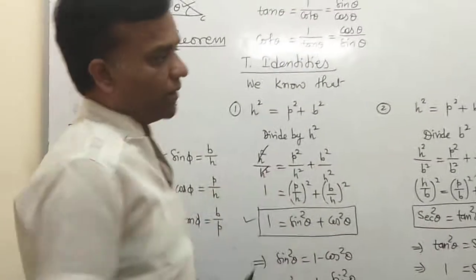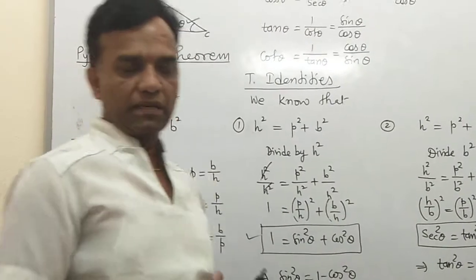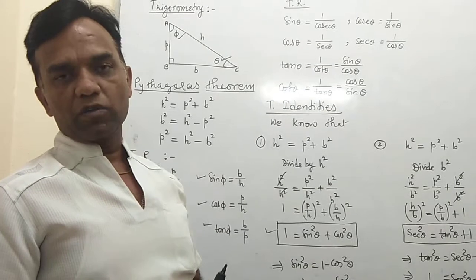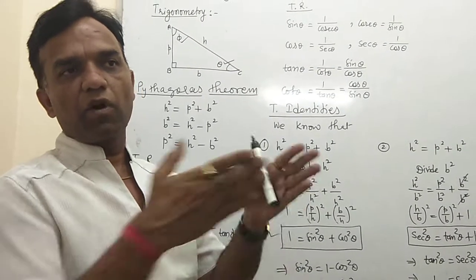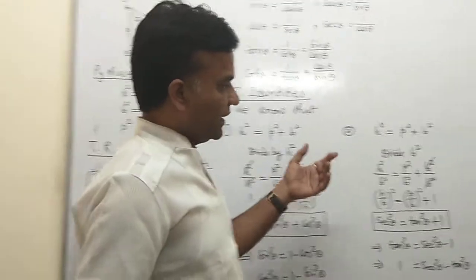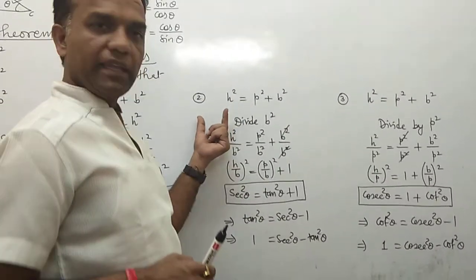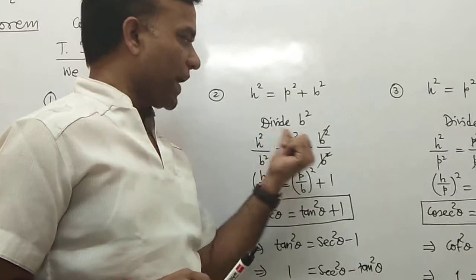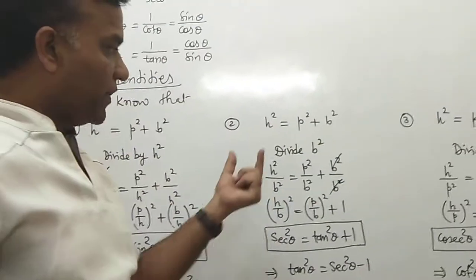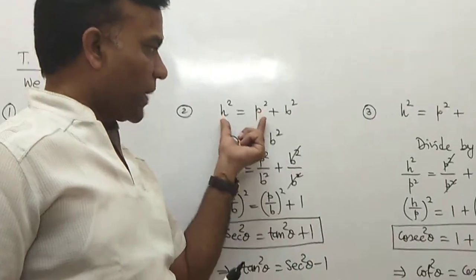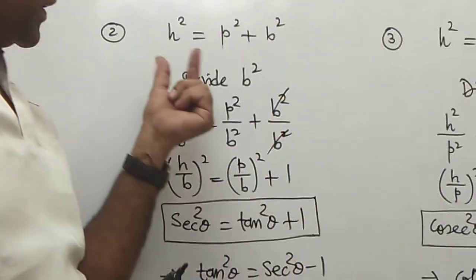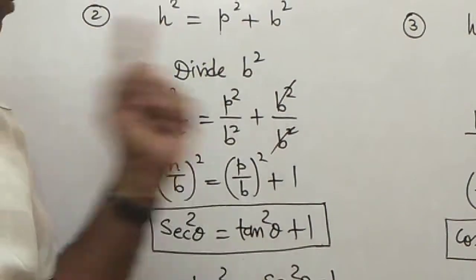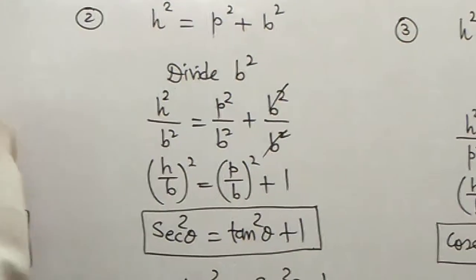Okay, in this way you form it, not for memory revision, only you form it with the help of the Pythagoras theorem. You first write down the Pythagoras theorem and divide by h square, and you get the first identity. Similarly, now we write down the second: again write down the same Pythagoras theorem, but your division factor is changed. Now you divide the whole Pythagoras theorem by b square. So h square by b square, p square by b square and b square by b square. So b square is cancelled out.